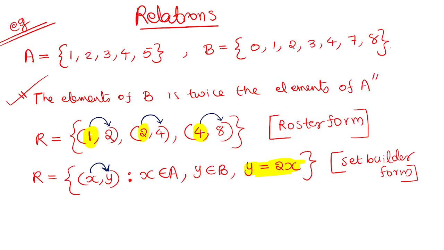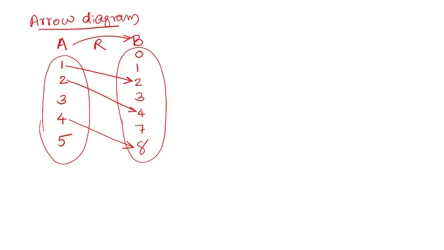Let me explain all the terms with the help of this example. Then I can directly go to the exercise. So let me explain all the terms associated with the relations. Three representations are there, and there are three important terms. This chapter is full of new terms associated with the relations.